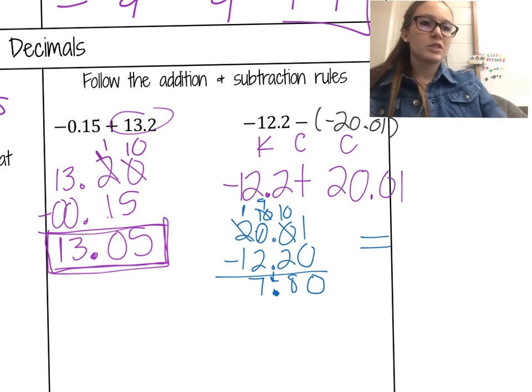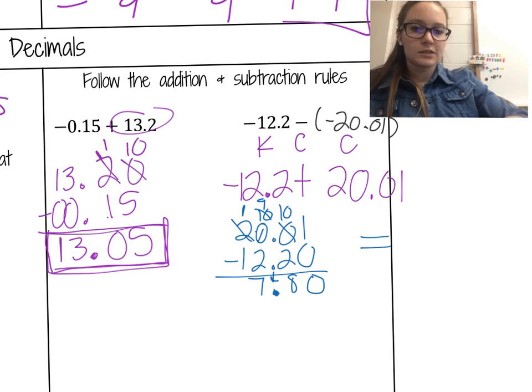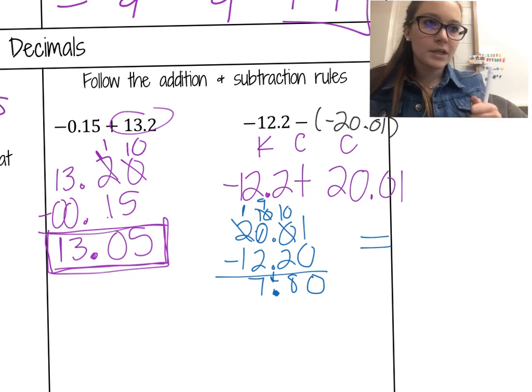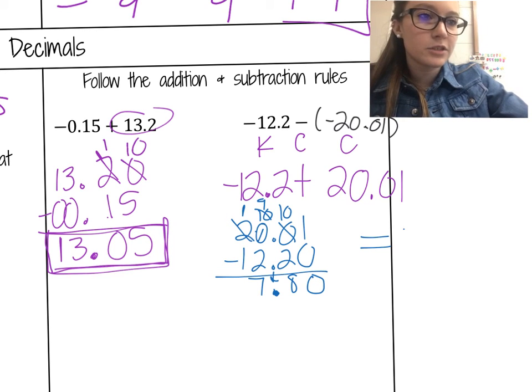Now which one's bigger, the negatives or the positives? 20.01 is bigger and positive, so your answer is positive 7.80.